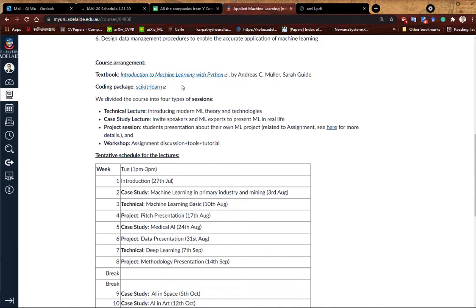Because this is a project-based course, that means you need to actually implement some algorithms or use some existing machine learning tools to solve the real problem you propose. So that means you have to do some coding. So this textbook is mainly to teach you how to use Python to code the machine learning algorithms. So this book is not free.